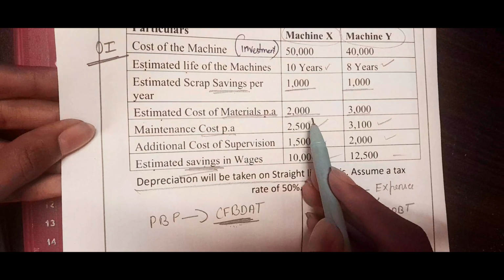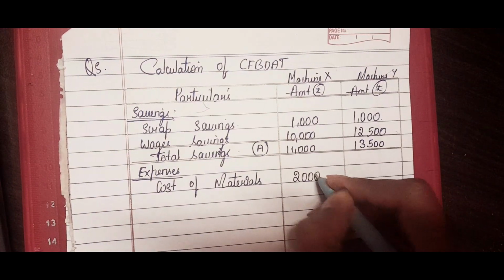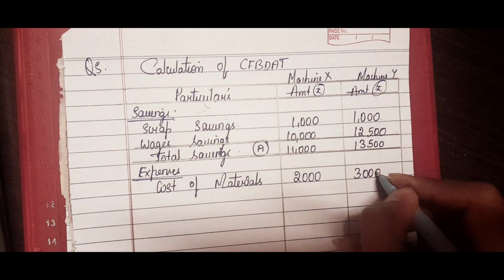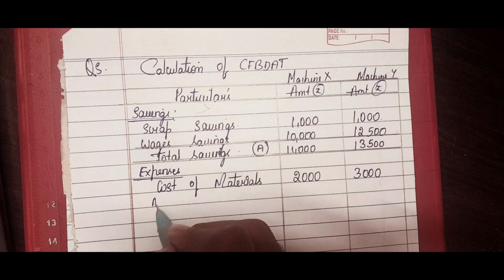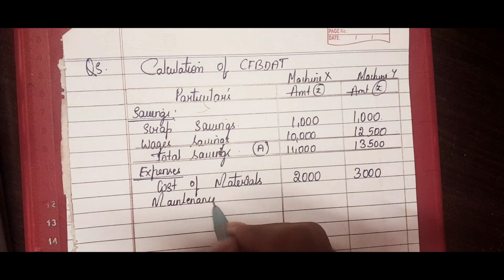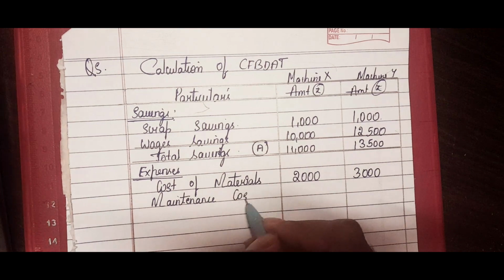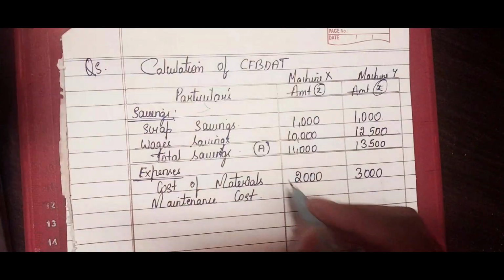So cost of material, machine X is 2,000, machine Y is 3,000. Next we have maintenance cost per annum. How much is the maintenance cost? It is 2,500 and 3,100.